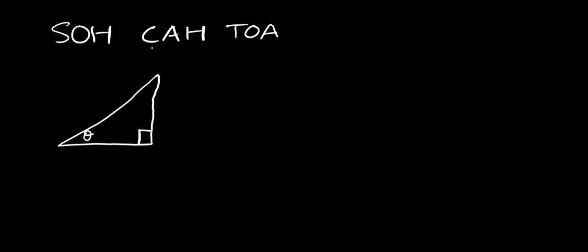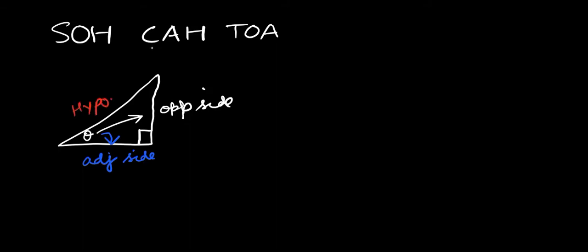Now let's be familiar with the three sides. Opposite to theta is the opposite side, and next to the angle theta is the adjacent side, and across the right angle is the hypotenuse. And this hypotenuse is the longest side of a triangle.